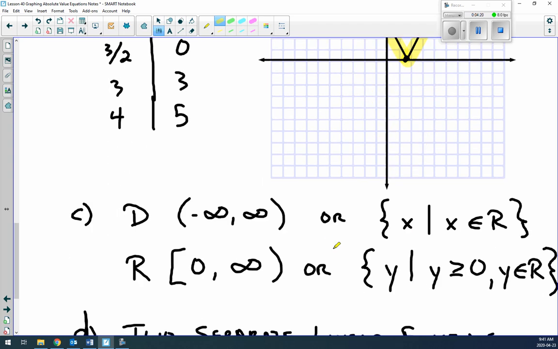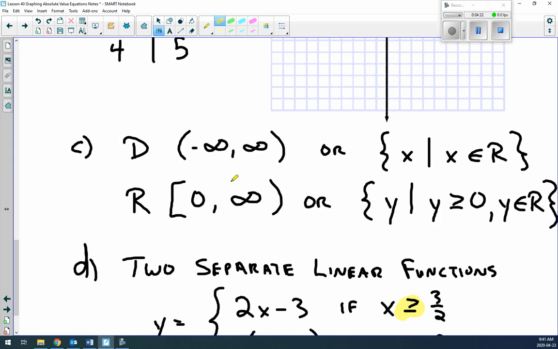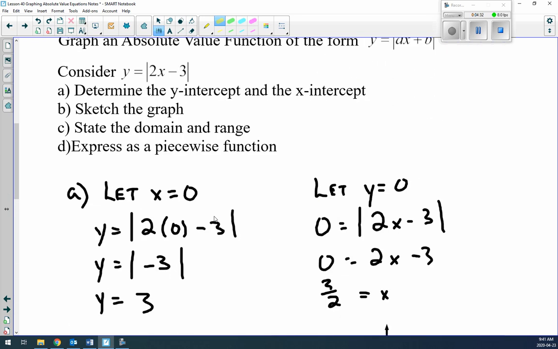Okay? And then the domain: you could write it as negative infinity to positive infinity. Range is 0, including 0, and then everything up to positive infinity. You can either write it as interval or set notation. It doesn't matter.